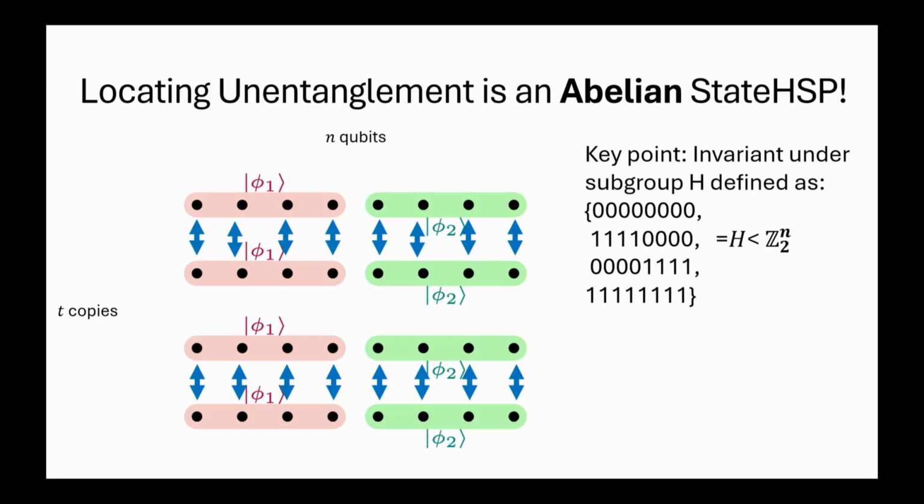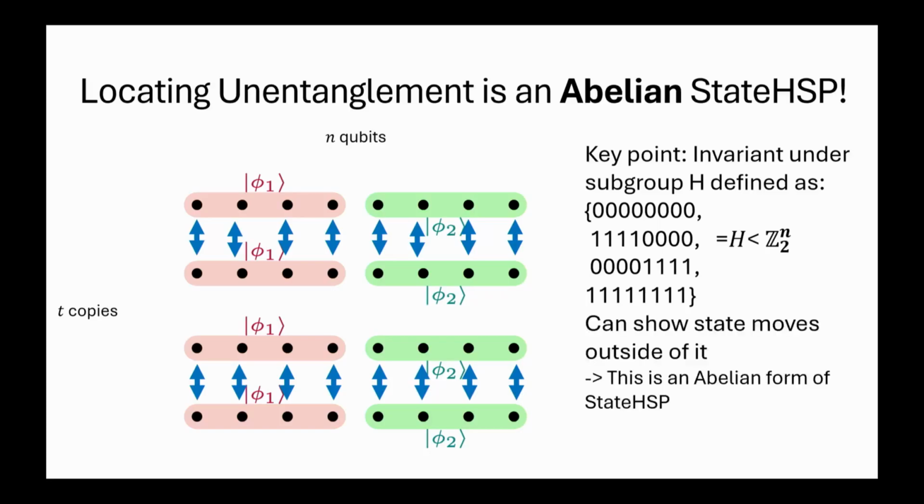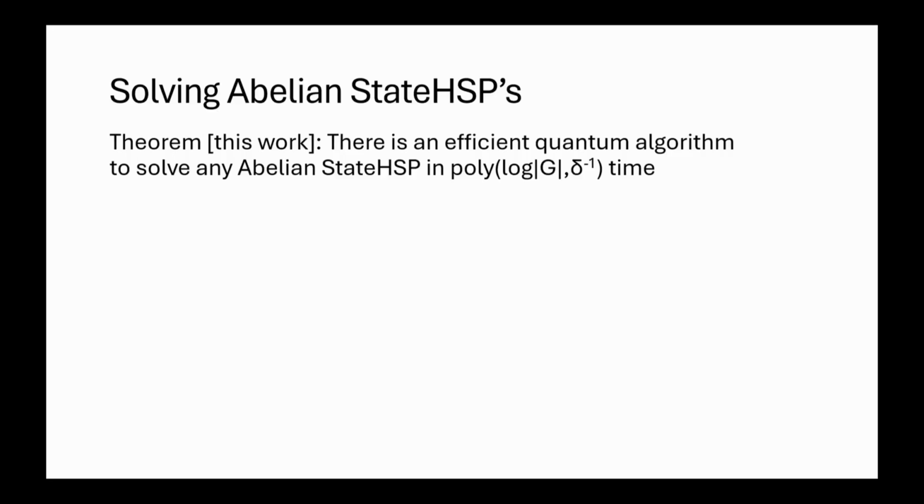So this is a subgroup of order 4 of Z2 to the n, which is just the group generated by 11111 0000 and 0000 11111, where that partition between the zeros and ones is the cut location. And we can also show it moves the state outside of it, so it's also an abelian form of a state HSP. But now we're over a much friendlier group. We're over the group Z2 to the n. Okay. Great. So now that we see it's an abelian state HSP, the rest of the algorithm follows more directly.